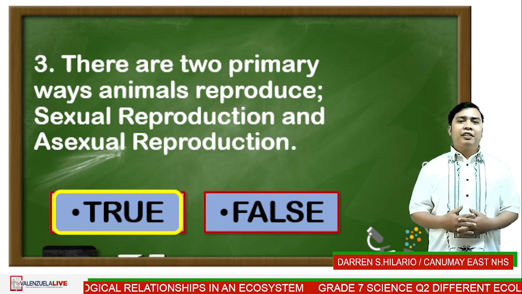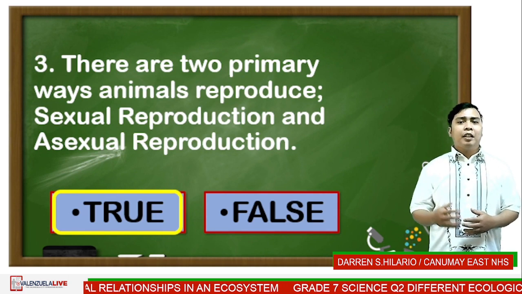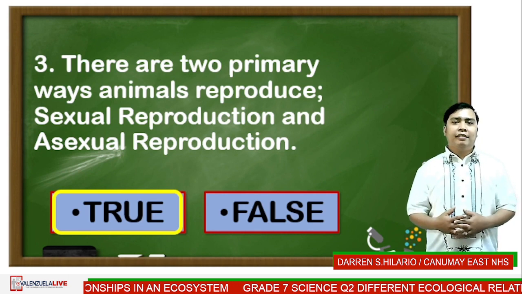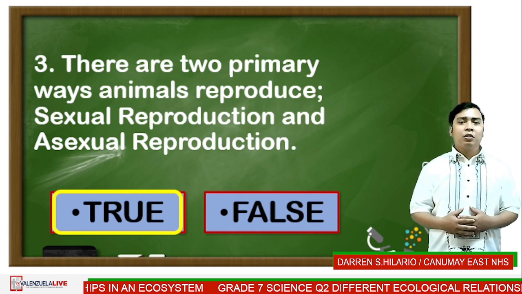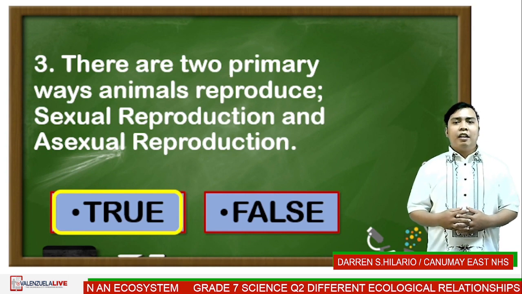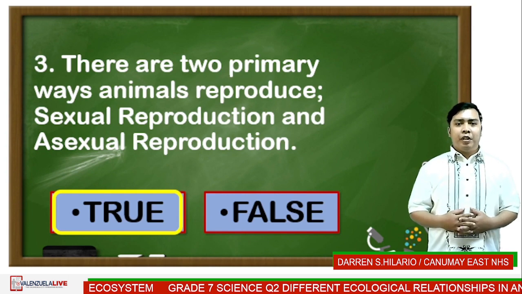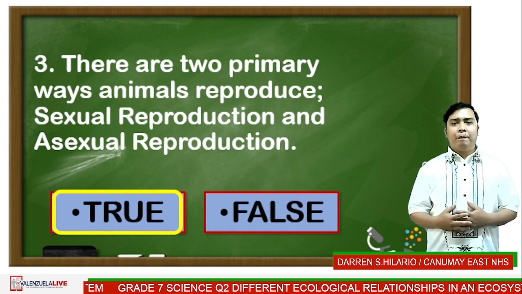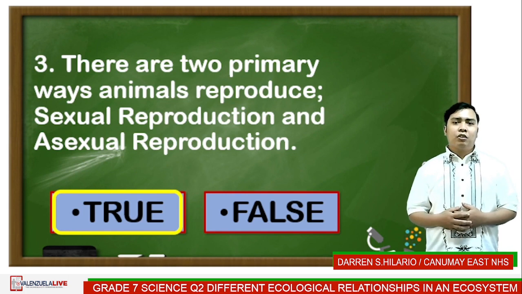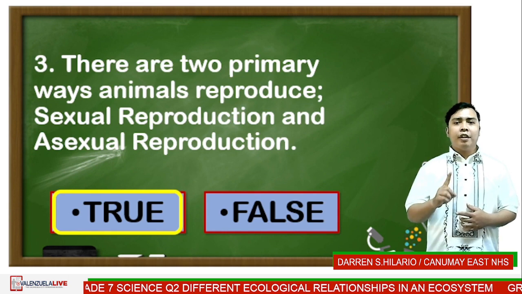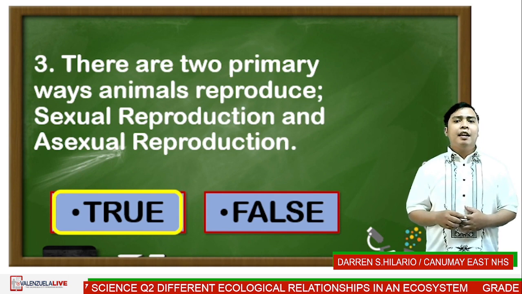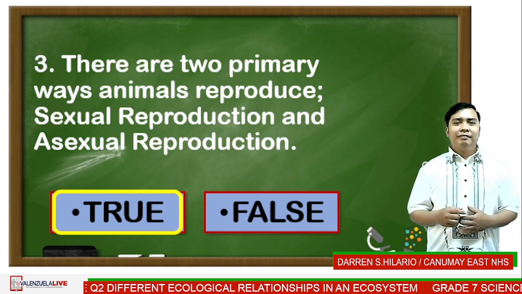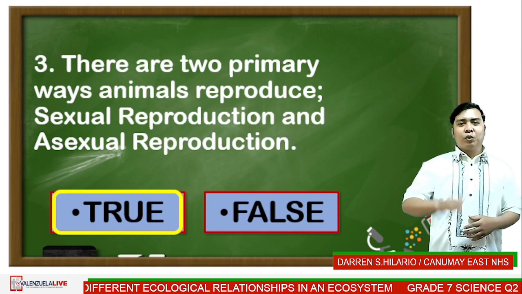Reproduction can happen sexually or asexually depending on the number of parent organisms that are involved in the process. In sexual reproduction, two individuals are involved to produce offspring. Each contributes half of the offspring's genetic makeup, while asexual reproduction involves only one individual producing organisms that are genetically identical to itself. Let us proceed to the fourth question.